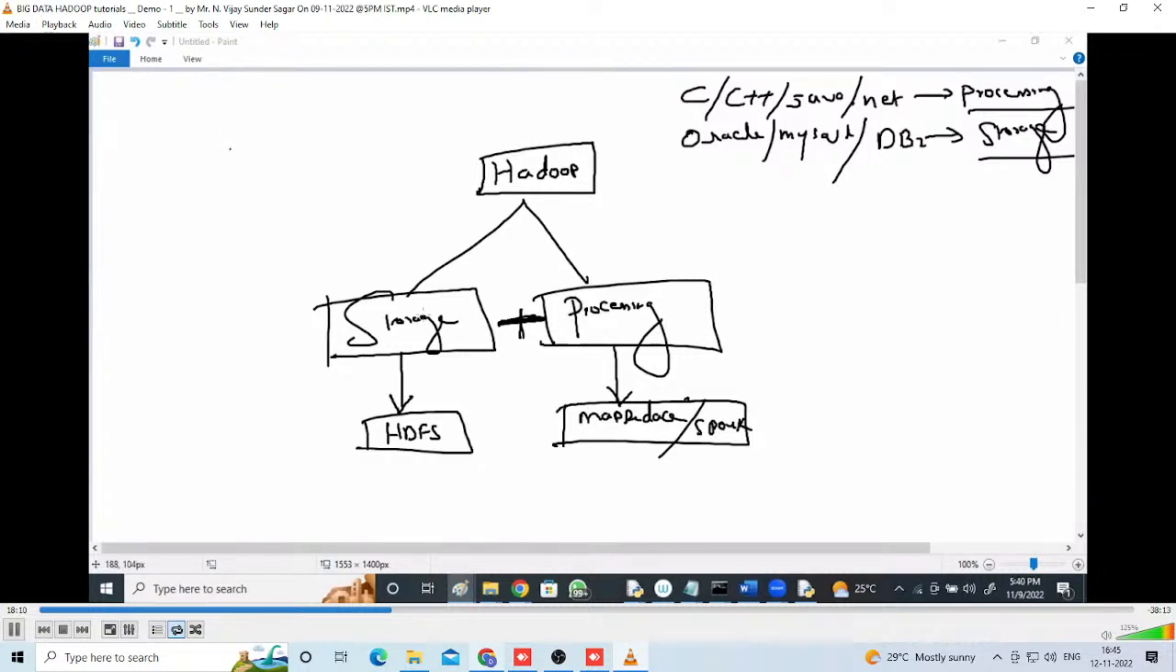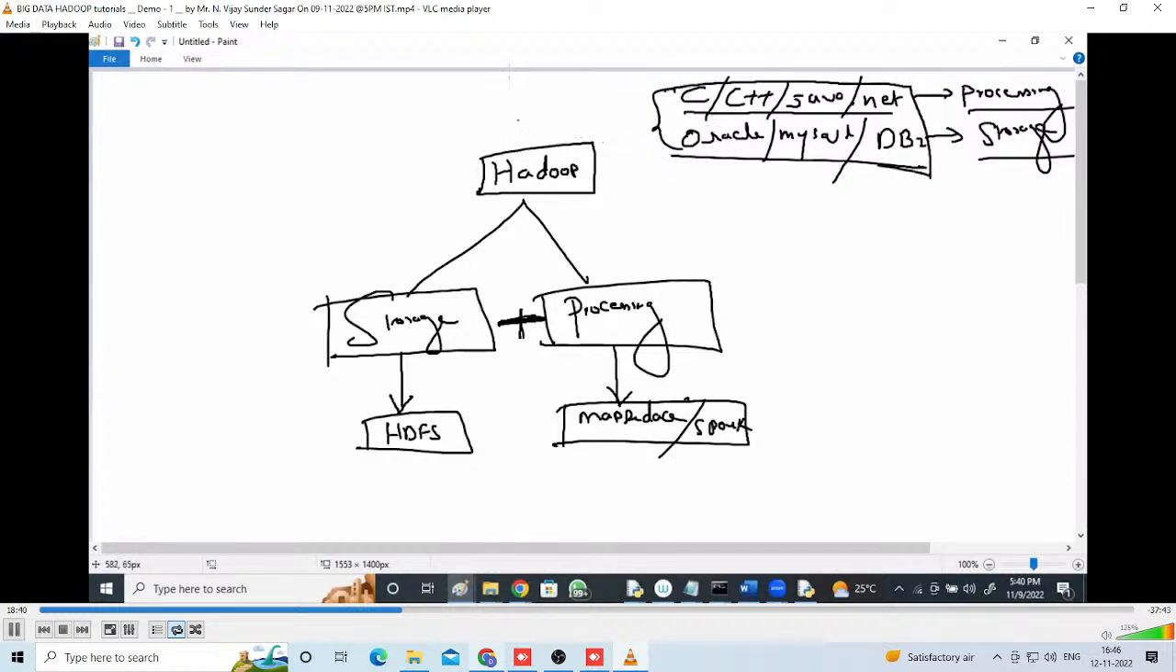Hadoop is meant for storage and processing. For storing the data, we are going with a kind of file system called Hadoop Distributed File System, and for processing, MapReduce and Spark. So here I got a couple of queries. When Hadoop is able to perform both storage and processing, what is the necessity of these other processing and storage technologies? Do you think this storage and processing will go away from the market?